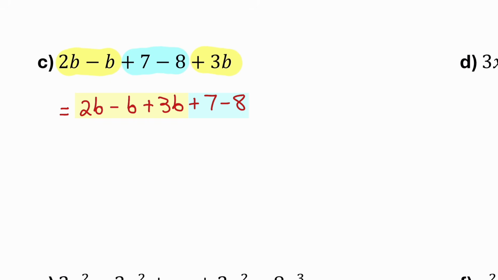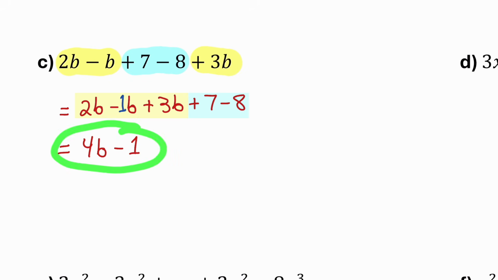And now collecting my pairs of like terms, the first three are like terms. I have 2b minus 1b, right? If you don't see a coefficient in front of a variable, it's 1. So I have 2b minus 1b plus 3b. To collect those like terms, I just add or subtract the coefficients. 2 minus 1 is 1, plus 3 is 4. So that gives me 4, and then keep the variable part the same. It gives me 4b. And then my constant terms, I have 7 minus 8, which is negative 1. So there's my final simplified expression.